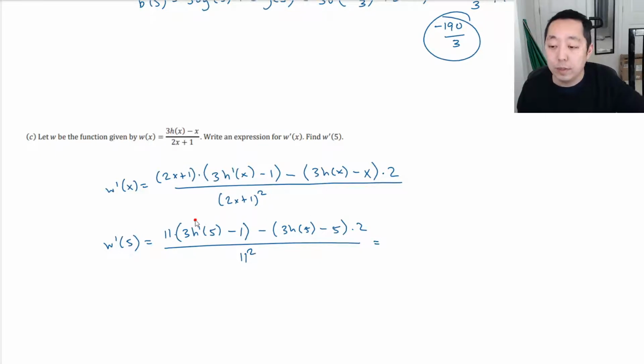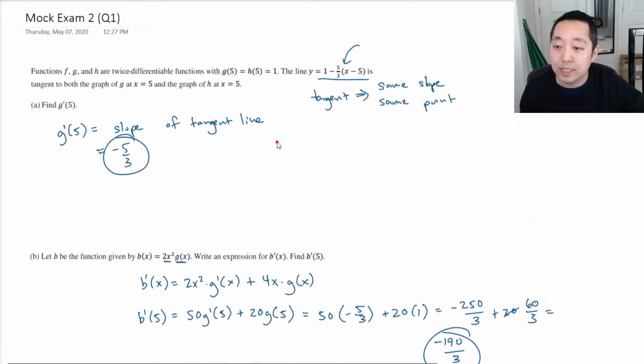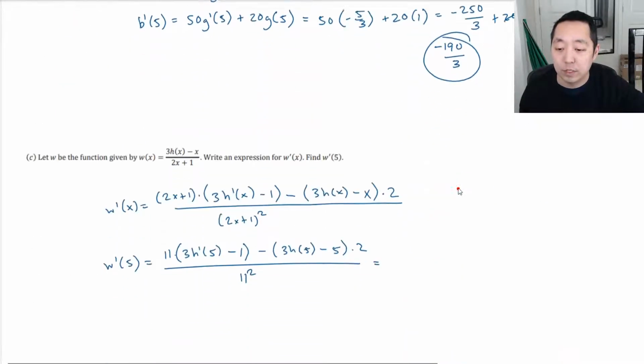Now, h prime of 5, you see, because the tangent line is tangent to h, h prime of 5 is the same. It's because this line is tangent to h, just the same reason g prime of 5 is negative 5/3. H prime is negative 5/3, so I'm just going to plug that in.